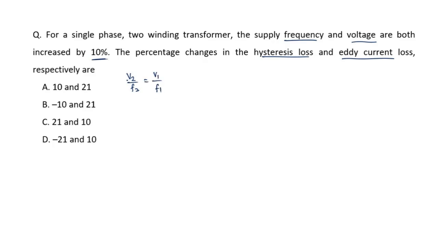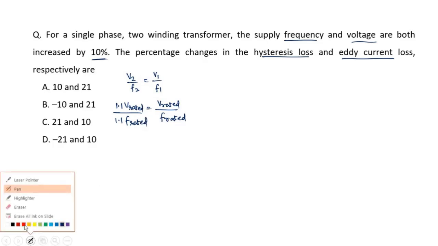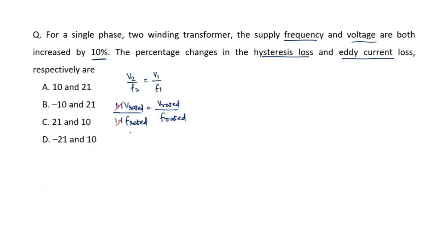So V2 is how much? Let us take V1 as the rated voltage, and F1 as the rated frequency. We do not know, he did not mention. So V2 is how much? He's saying 10% increased, compared to the rated voltage. So 1.1 times the rated voltage. Frequency is also 10% increased, so 1.1 times the rated frequency. Now here 1.1 is cancelled, so the flux density in the second case and the flux density in the first case are both the same.